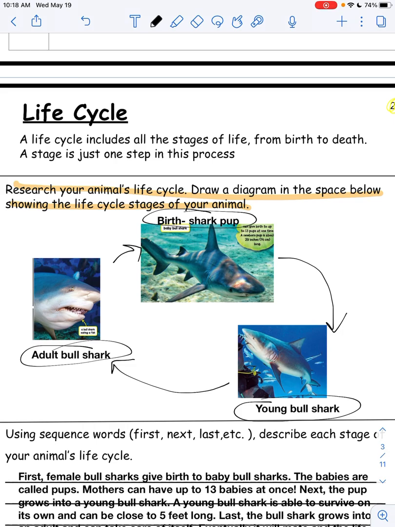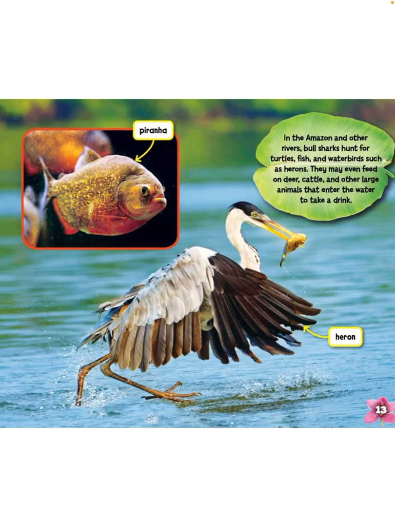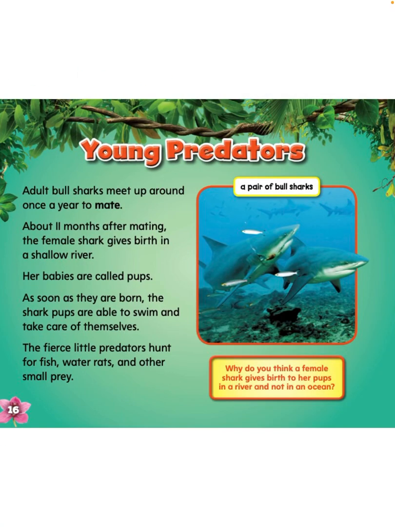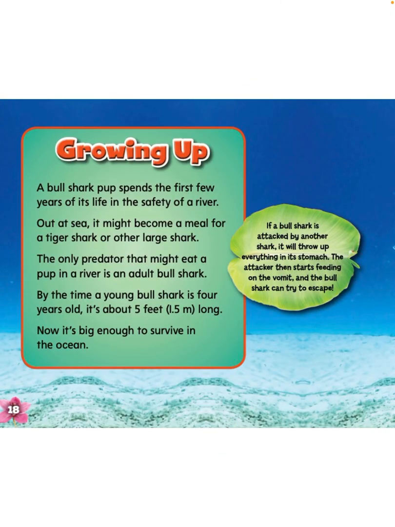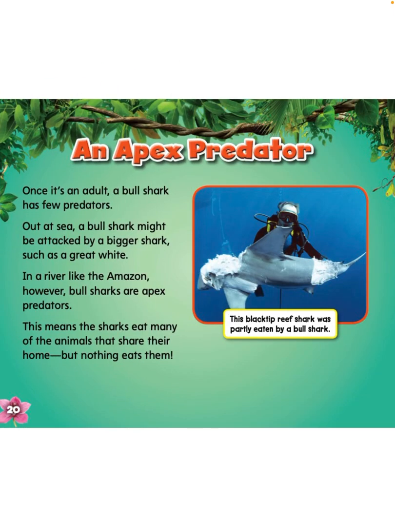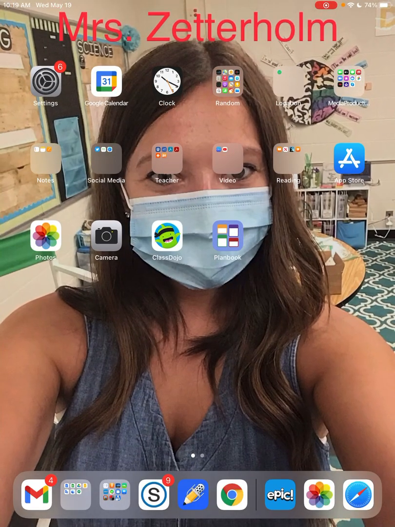Now, I didn't know that right away. I needed to go back to my text and I needed to actually find information. So I had to go through and reread some things, and I found some pages like this one that talked about young predators. I read through. It said babies are called pups, so that's where I started. I read the page about growing up, and it used the phrase young bull shark. And then eventually it said once it's an adult, a bull shark has few predators, so I know that it's called an adult when it grows up. So that was how I found my stages.